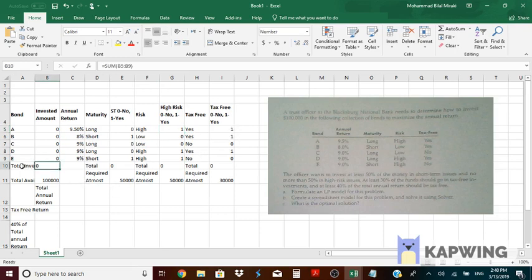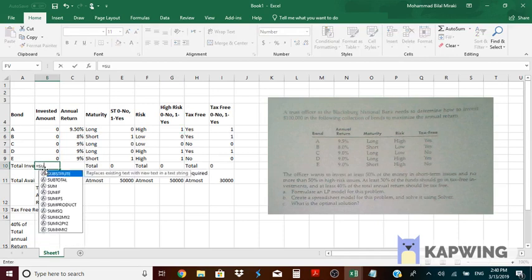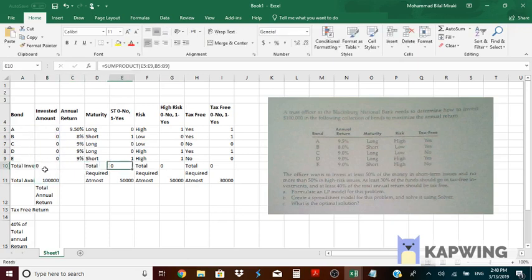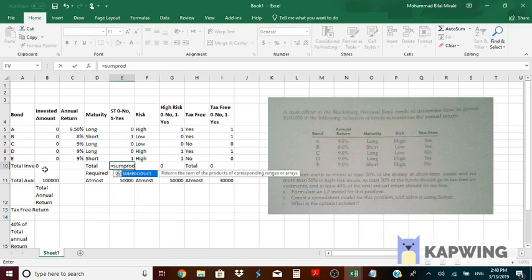And here, this is the total investment amount. Total investment amount is basically the sum of all the money that we are going to invest on each bond. And here we're going to determine how much to invest on short-term bonds. So you're going to use the function SUMPRODUCT.